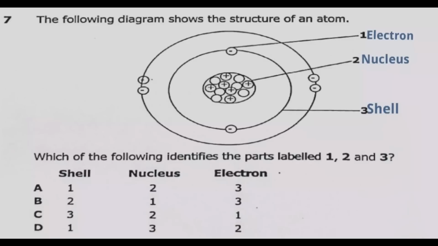So where there is a shell, we should have 3. As you can see, shell is number 3. The only answer that has 3 is C. That means C is the correct answer. But we can counter check. Nucleus is 2, yes, and electron is 1. So the correct answer is C.